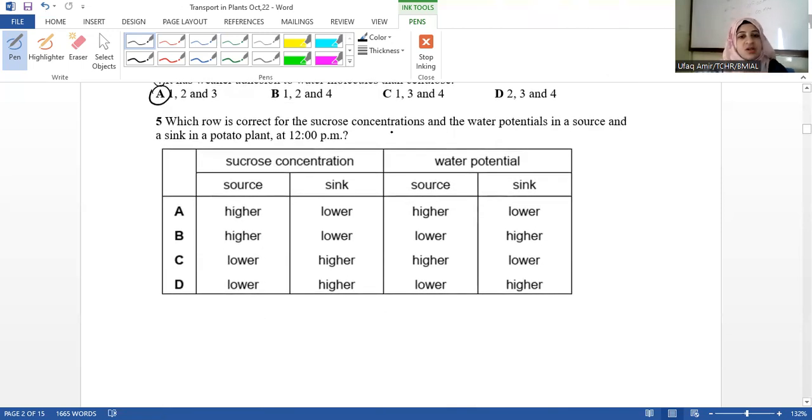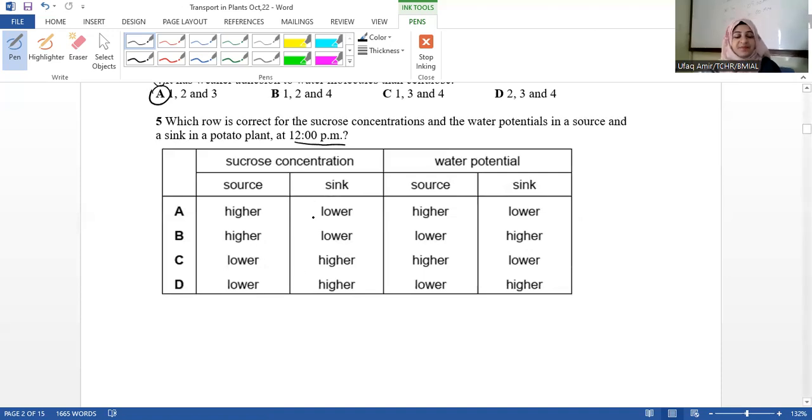Which row is correct for the sucrose concentration and the water potential in a source and a sink in a potato plant at 12 p.m.? It is 12 at night, the time when transpiration and photosynthesis are almost not taking place at a very high rate. Of photosynthesis, the light independent reaction, the Calvin cycle, would be going on, and transpiration would be very low at night time, because the temperature is low and there is less sunlight.